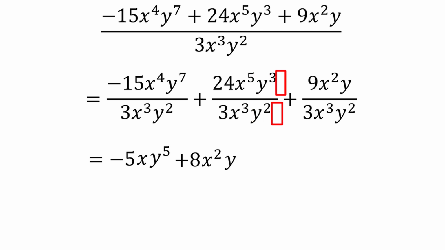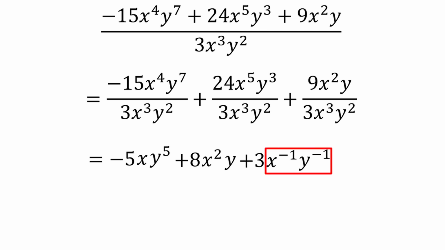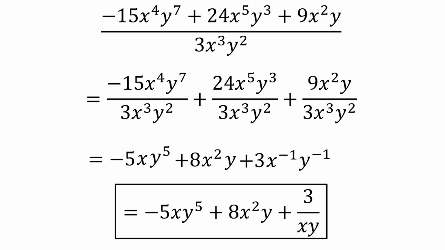For the last term, 9 over 3 is just 3, x squared over x to the third is x to the negative first power, and y over y squared is y to the negative first power. Now, you might remember that it's desirable to write our final answer without negative exponents. To do that, we can rewrite x and y from our final term in the denominator with a positive exponent of 1. So our final answer is negative 5xy to the fifth plus 8x squared y plus 3 over xy.